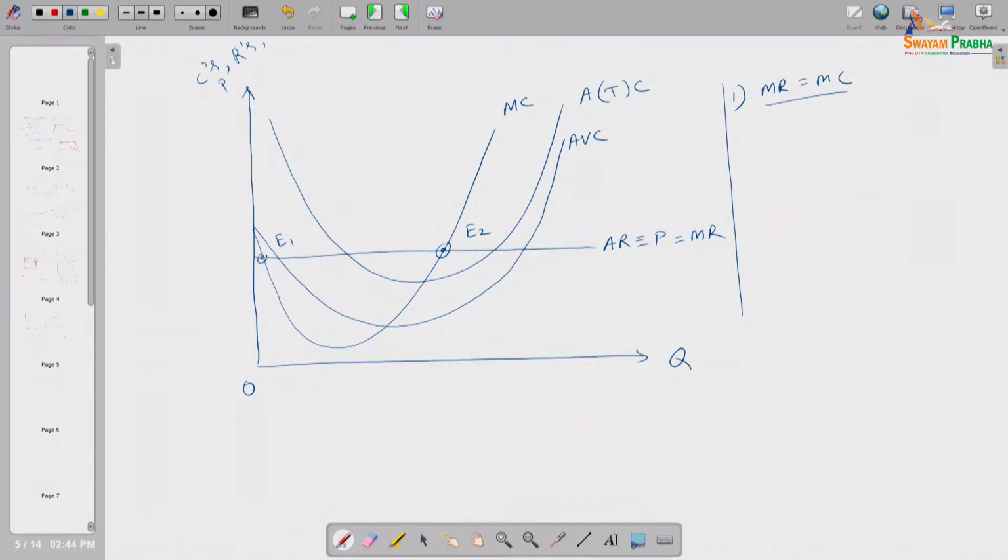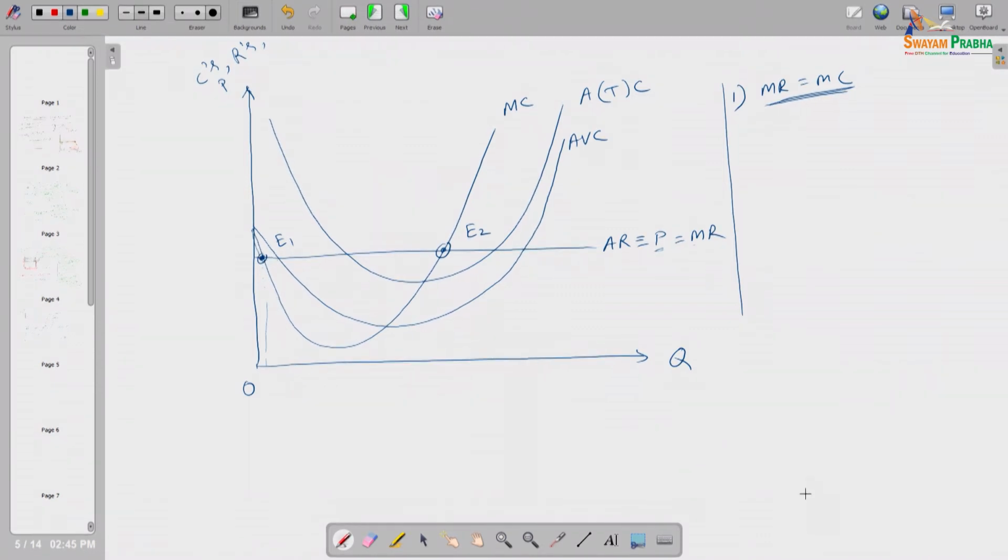Look at the E1 point. What is MC? This is the MC curve, so MC is here, that height is the MC, and at that point average revenue or price is the same. The MR line is the same, MR also has that value. So, the E1 point and the E2 point both satisfy the MR equals MC condition. Then the question is, why not the E1 point?